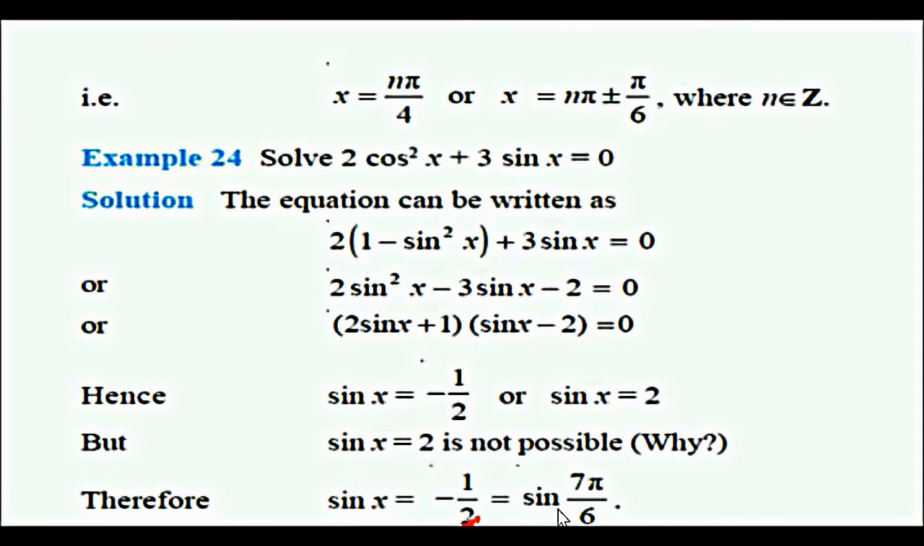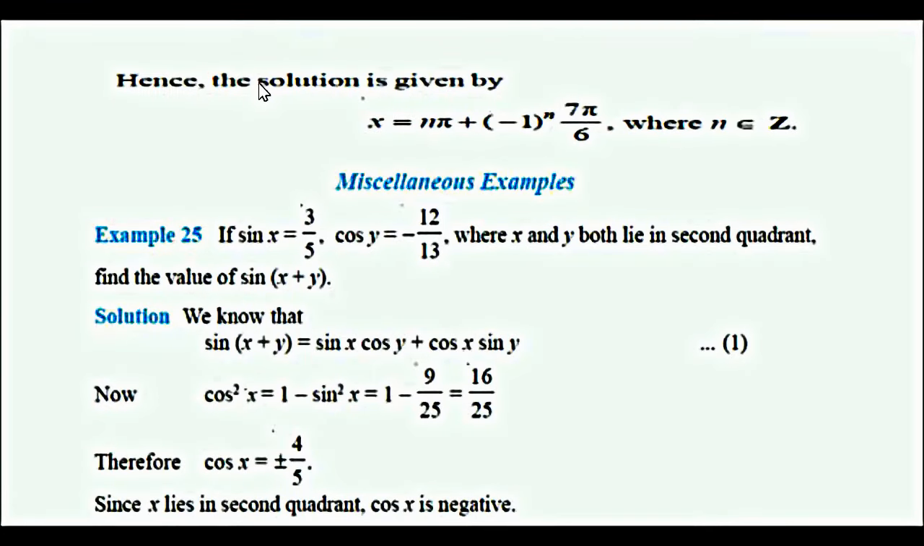Sin x is equal to minus half. That means sin pi plus pi by 6. Sine pi by 6, which means sine 30 degree, is actually half. So you want this minus to be gotten rid of, so it has to be sine pi plus pi by 6. That will be sine 7 pi by 6. This will be your answer. But the general solution will be x is equal to n pi plus minus 1 to the power n, 7 pi by 6.